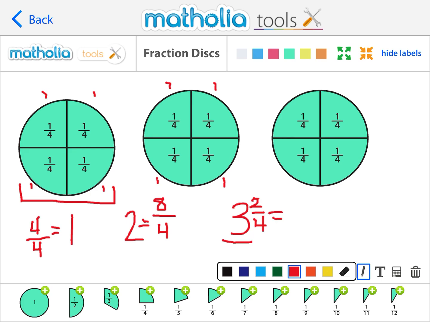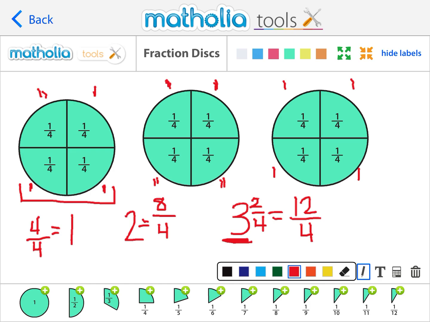Let's figure out what that would be in fourths. 1/4, 2/4, 3/4, 4/4, 5/4, 6/4, 7/4, 8/4, 9/4, 10/4, 11/4, tongue twister, 12/4. So that is representative of our 3 wholes. Now, mind you, it says that we have 3 2/4.